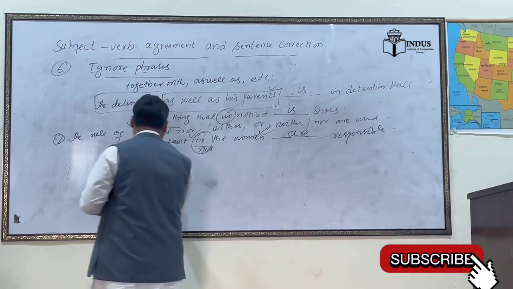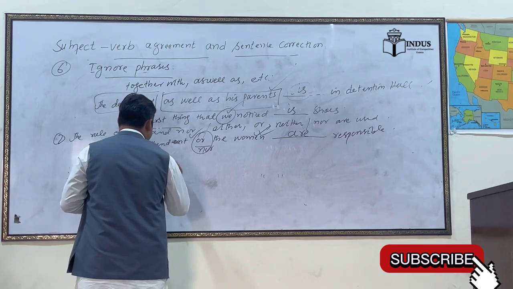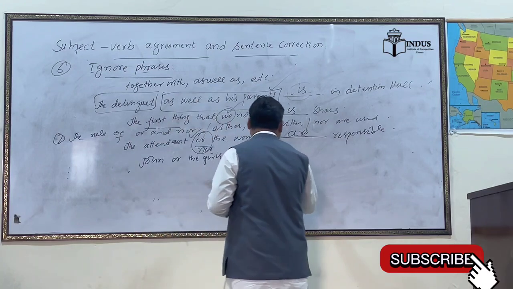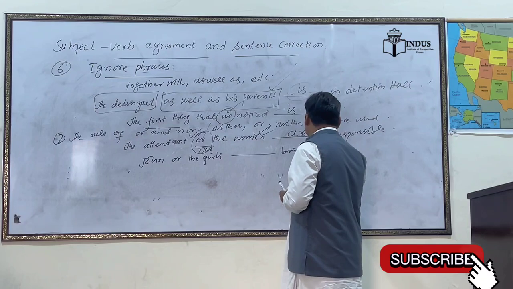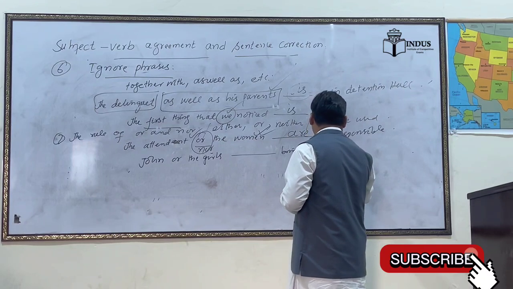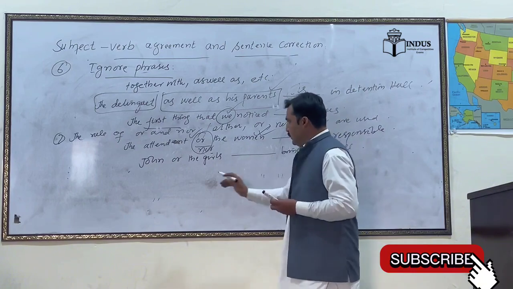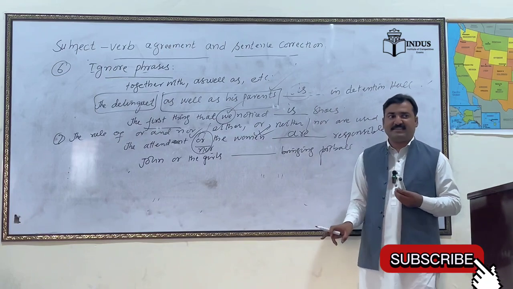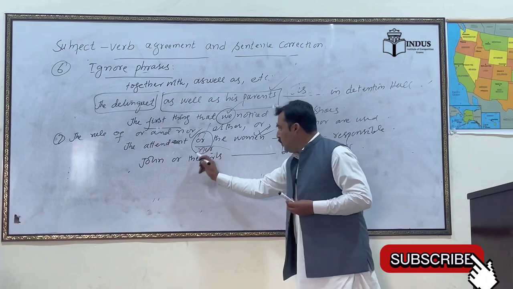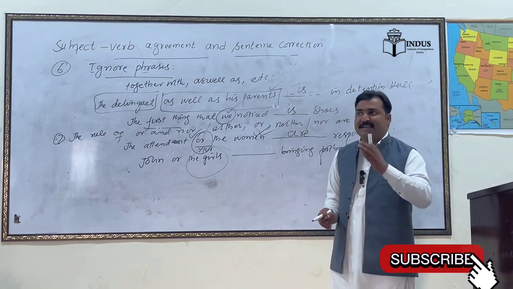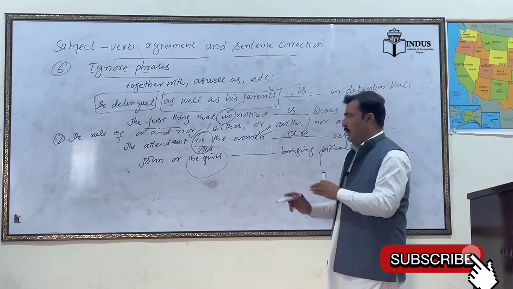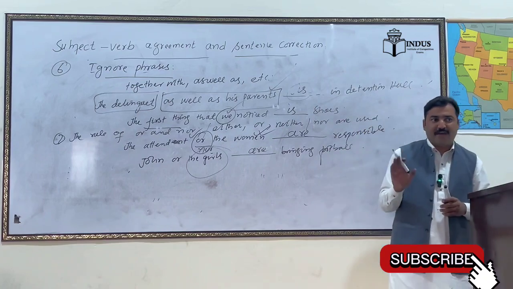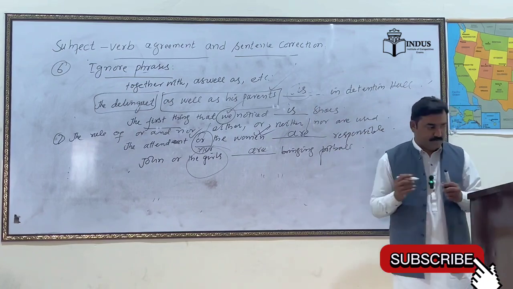In this context, see another example: John or the girls ___ bringing football. So we have two subjects. The first one is singular and the second one is plural. So your subject will be the one that is after the or. As it is plural, you have to treat it with a plural verb. Got it?